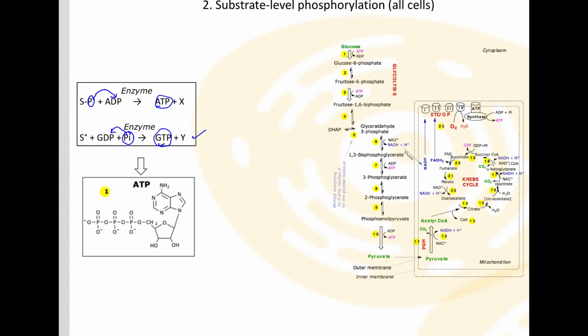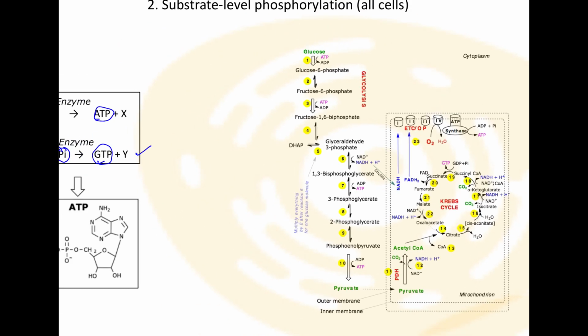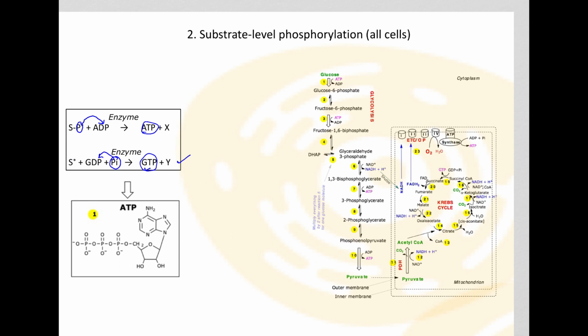So that example is shown here in Krebs cycle. You can see the formation of GTP by reacting GDP and Pi. So this means here succinyl-CoA is converted into succinate.